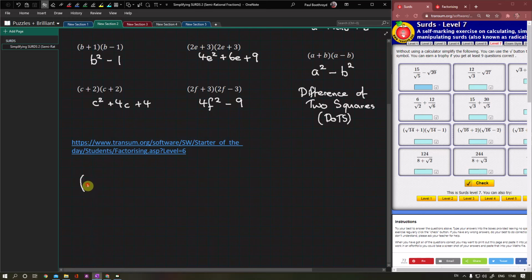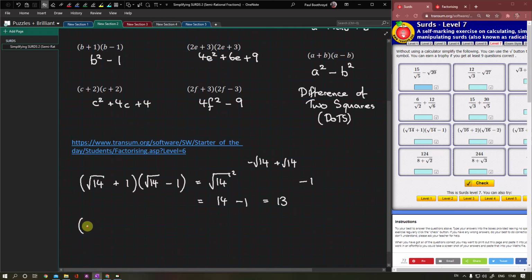Sorry. So we've got the square root of 14 plus 1 times the square root of 14 minus 1. And what we want to do is multiply this out. So the square root of 14 times the square root of 14, the square root of 14 squared, is 14. We get a minus root 14, and then plus a root 14, so there's nothing there. And then we get 1 times minus 1, which is minus 1. That gives me 14 minus 1, which is 13.